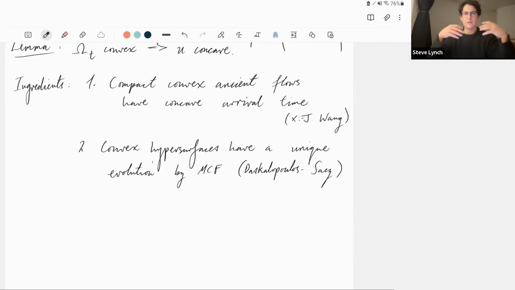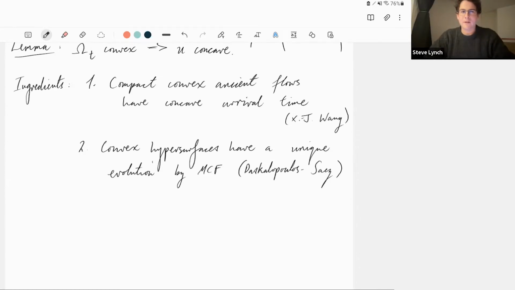Right, and so with these two ingredients, you can prove the lemma because what you do is you take a very early time of your convex ancient solution and approximate that time slice by compact convex sets, and evolve each of those by mean curvature flow. Now, for each of those compact evolutions, you have an arrival time which is approximately concave. And as you take the limit approximating your non-compact solution, by the uniqueness result of Daskalopoulos and Saez, you actually get back the original solution. And because the approximators are approximately concave, that means that your original solution is approximately concave, at least after that very early time. And then sending that early time back to minus infinity, this approximate concavity becomes actual concavity.